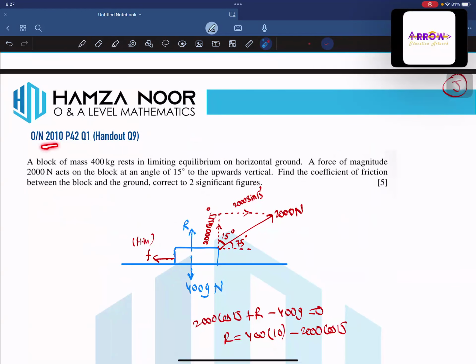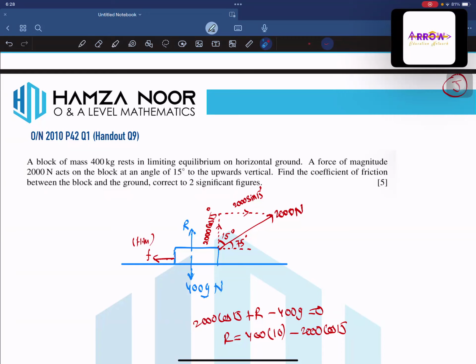This is October-November 2010, paper 42, question number 1. A block of mass 400 kg rests in limiting equilibrium on horizontal ground. A force of magnitude 2000 Newton acts on the block at an angle of 15 degrees to the upwards vertical. Here 15 degrees is not the angle with the horizontal, it is with the vertical. We need to find the coefficient of friction between the block and the ground, correct to two significant figures.